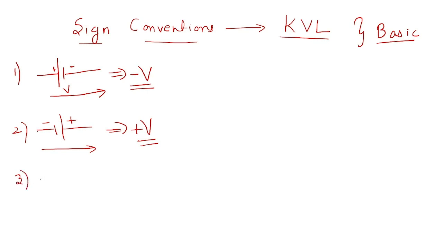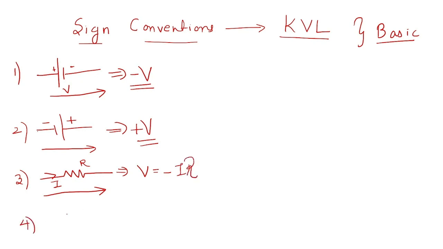Similarly, third one, imagine I have a resistor, and I have a current going through it. What is going to be the voltage drop across this resistor? Imagine I'm moving in the same direction. Again, I repeat, I'm moving in the same direction of the current. My voltage drop is minus of I into R.